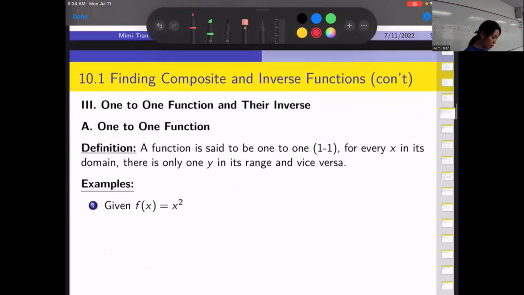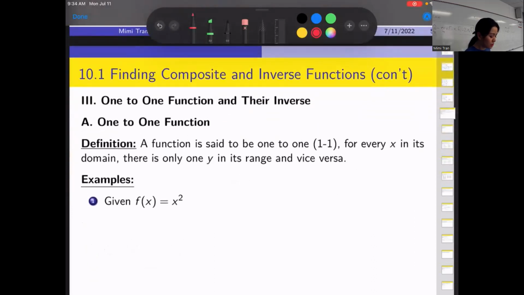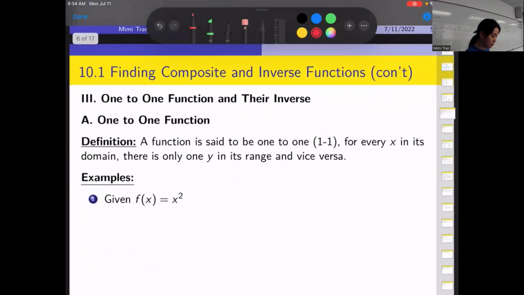Okay, so the definition of a one-to-one function is this. A function is said to be one-to-one. A lot of times people write it like 1-1. For every x in its domain, there is only one y in its range and vice versa.